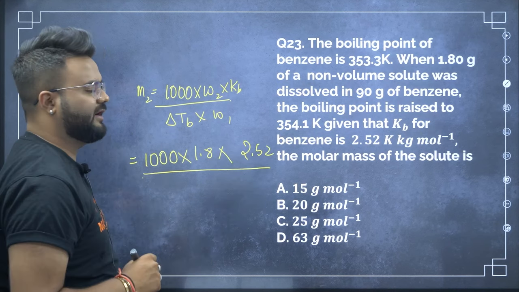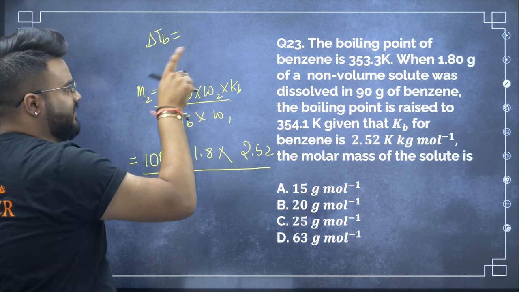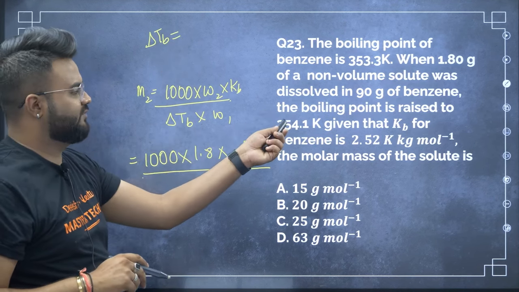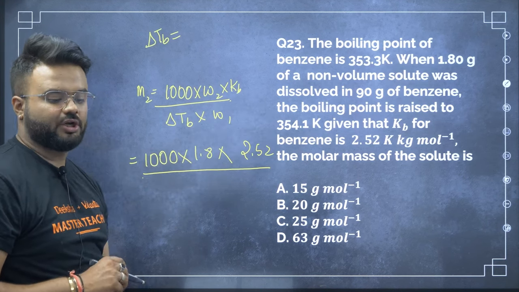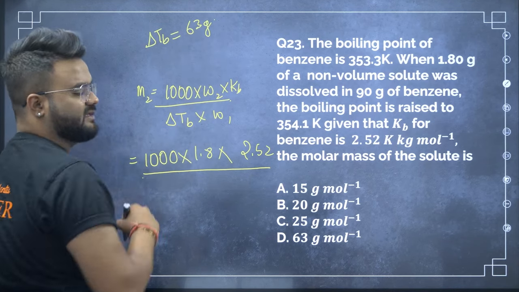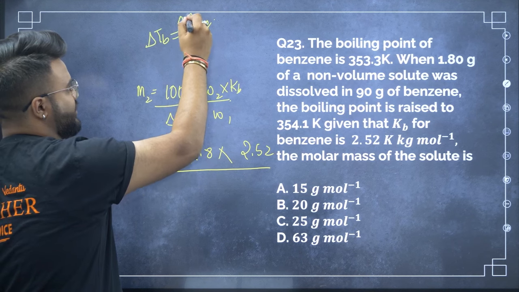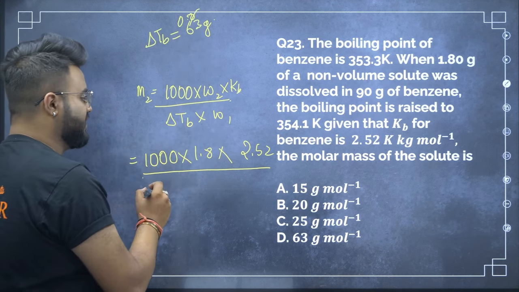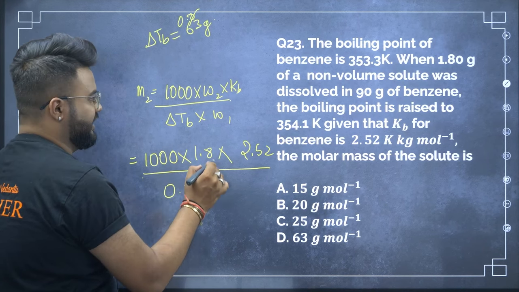Okay, now coming back to elevation of this delta TB, we have to find out from the given data. That is the elevation of temperature from 354.1 to 353.3, so you will get 0.8 as a difference. Therefore, when you convert, it becomes 63 gram. Therefore, now we'll write 0.8 into W1.